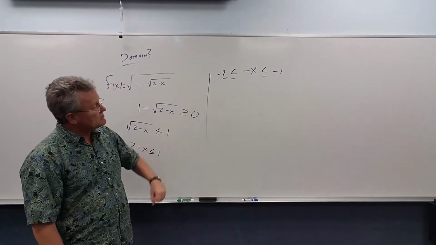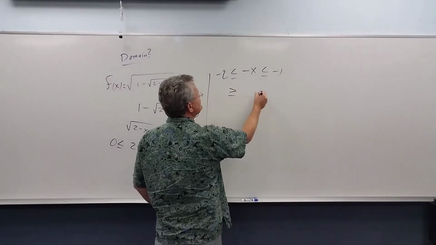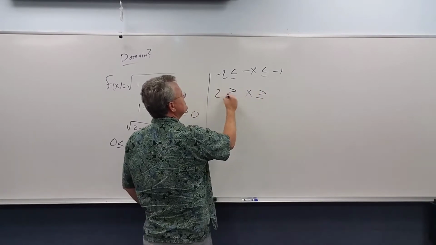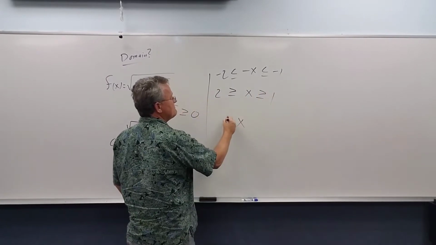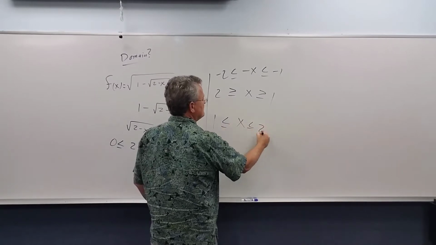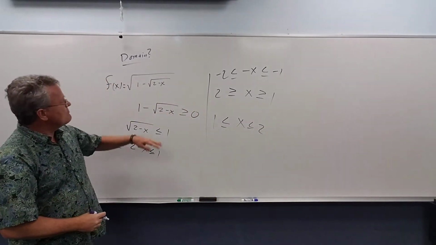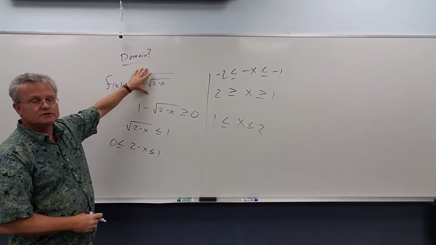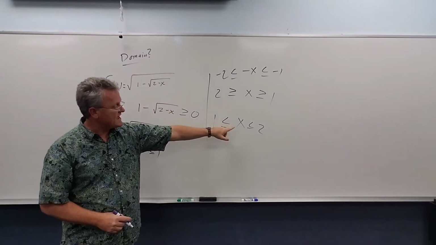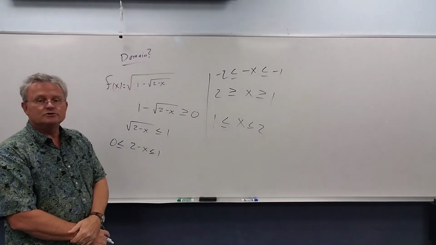And when we multiply by a negative, we reverse the inequalities, 2 and 1. And this is the same thing as this right here. So the domain of this square root function is x has to be between 1 and 2 inclusively.